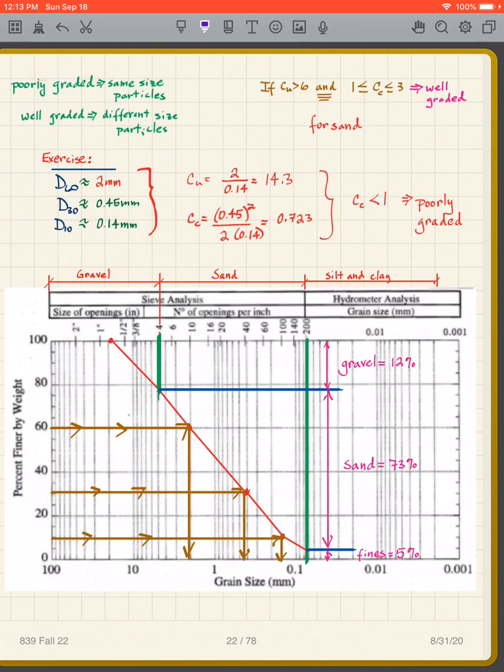Okay, well, so I mark off this region. That gives me this point here and this point here. So I have this point here and this point here. This is my gravel, 12%. This is my sand, 73%. The rest is my fines, 5%.